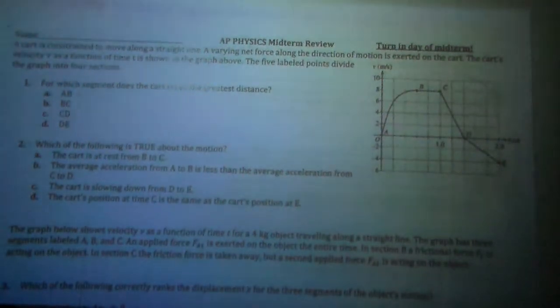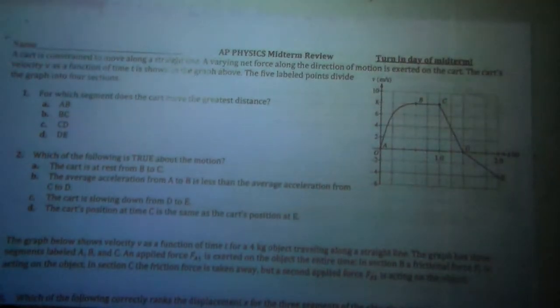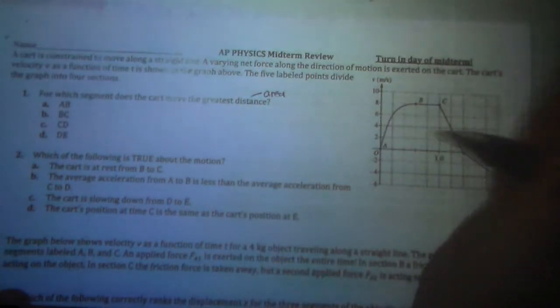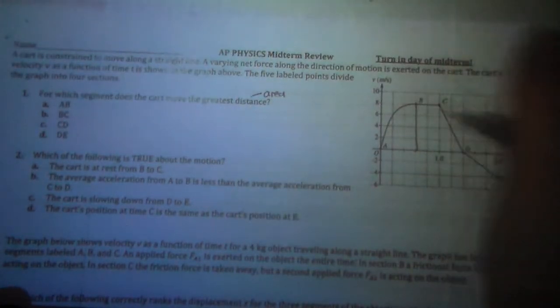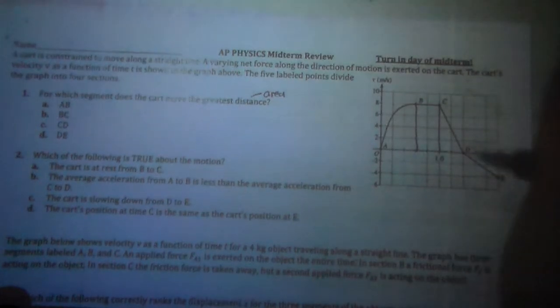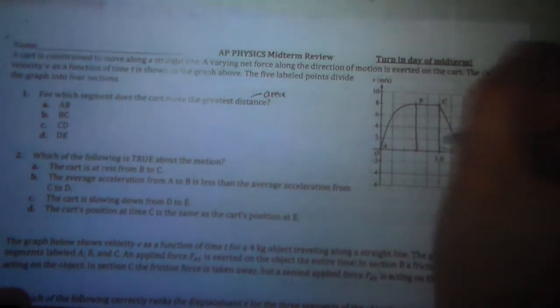All right, we have a velocity versus time graph. It says that there are different sections. I want to know in which segment the car has the greatest distance. So distance would be the area, because that's how you get distance or displacement from a velocity versus time graph. So we've got these three sections, and if I look at the areas, it seems pretty clear that AB is the greatest area, so it'll be the greatest distance.